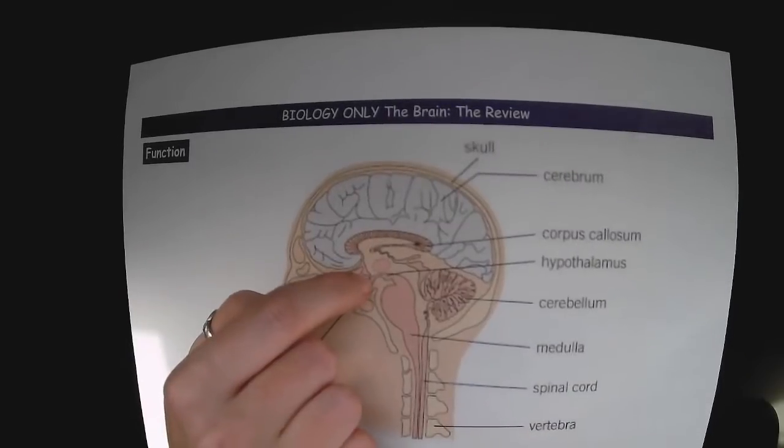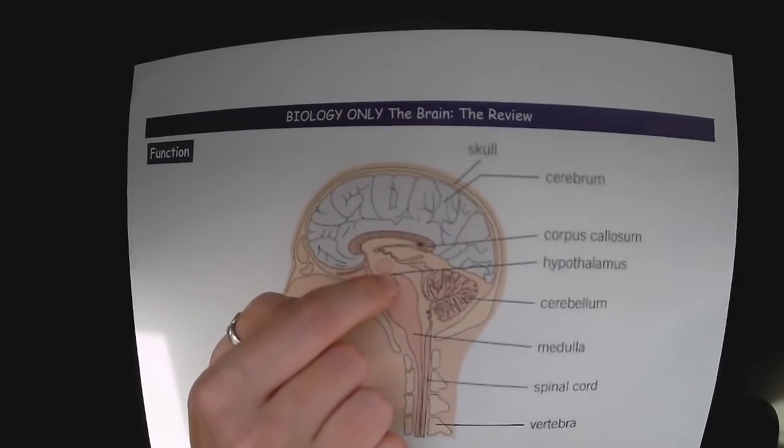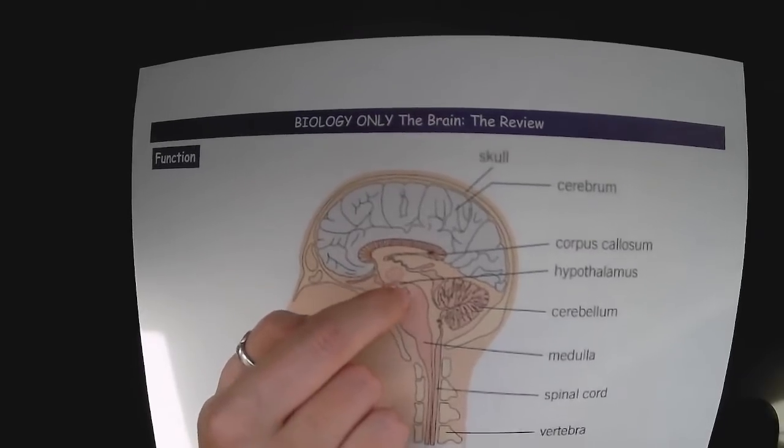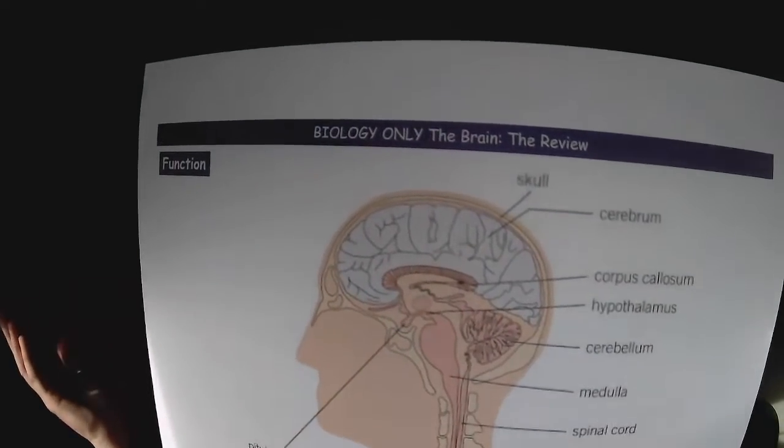And then we've got the pituitary gland and the hypothalamus. So the pituitary gland is the bit that dangles down a bit more. The hypothalamus is pretty much dead centre. They're the bits you need to know, okay?